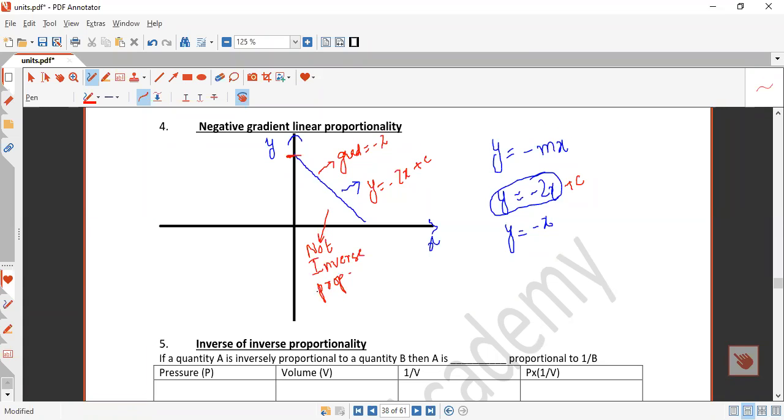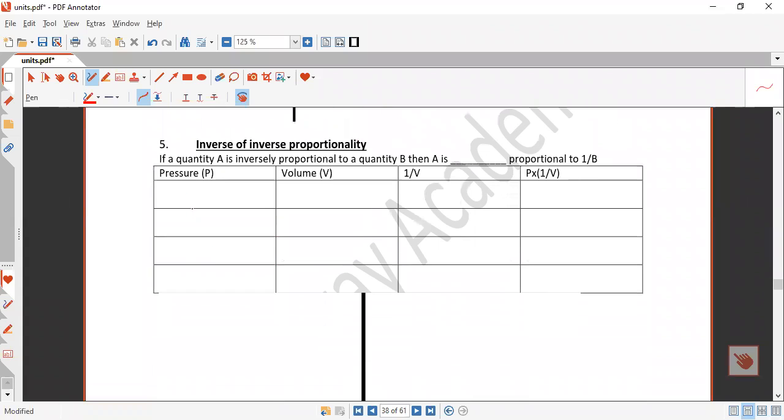Okay, inverse of inverse. What is meant by inverse of inverse? Like the same thing we were studying yesterday, pressure was 1, 2, 3, and 6, and volume was what? 6, 3, 2, and 1. And now I want to plot 1 by V. 1 by V will be 1 by 6 here. So it will be then 1 by 3, 1 by 2, and 1 by 1. 1 by 1 is simply 1. 1 by 2 is 0.5. 1 by 3 is 0.3.